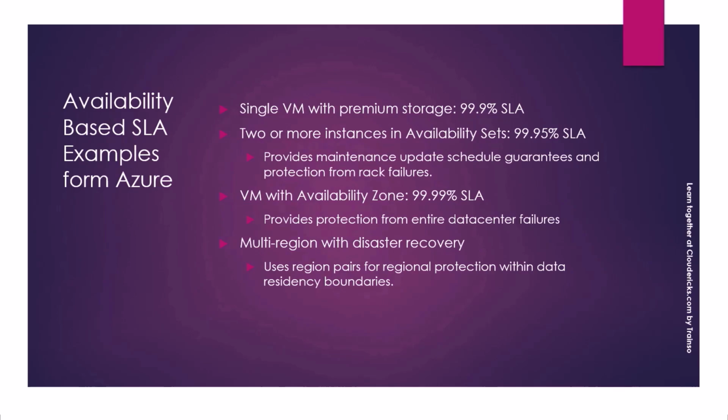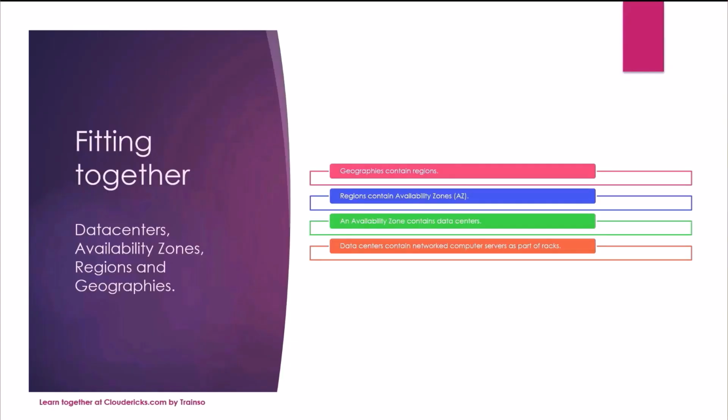If you have configured automatic replication across regions, it can provide protection against regional failures. So fitting all things together, geographies contain regions, regions contain availability zones, availability zones contain data centers, and data centers contain racks.